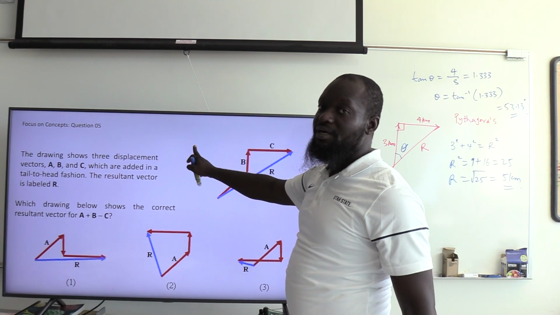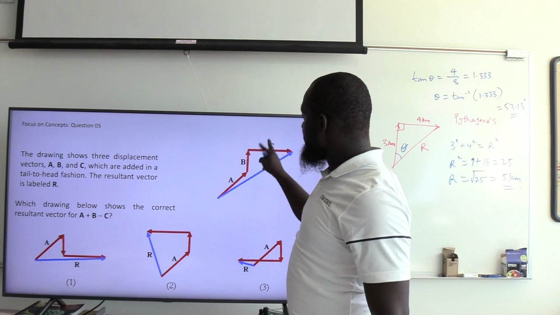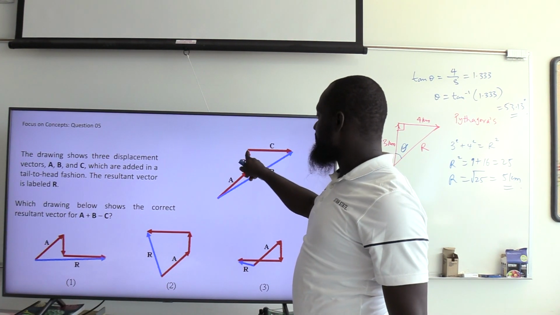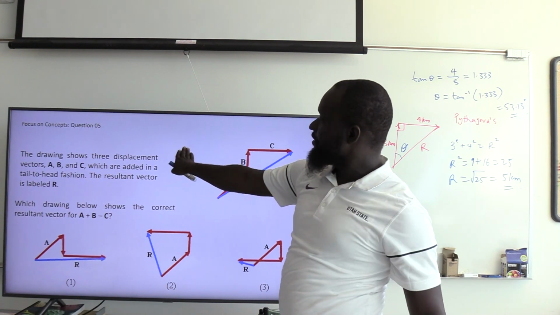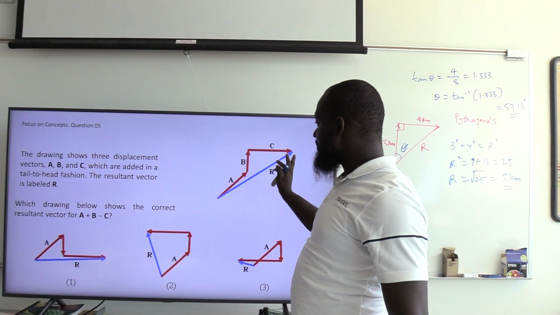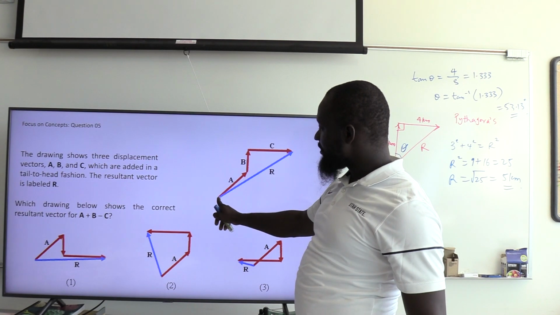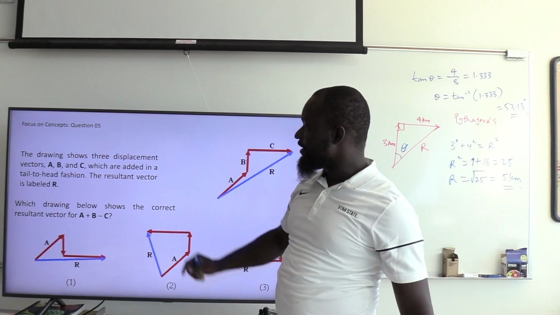It still has to be tail to head. You don't flip minus C and still put the head of minus C here and the tail this way. No, it's still tail to head. The tail will be here. You just move the head to the other side. That's minus C, since plus C is going this way. And the new resultant will be from the tail of A to the head of minus C.